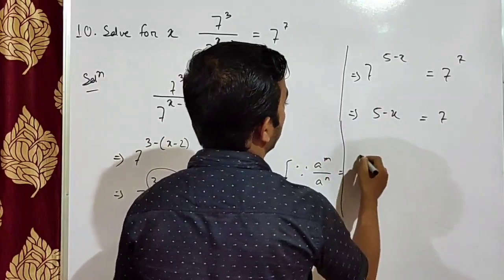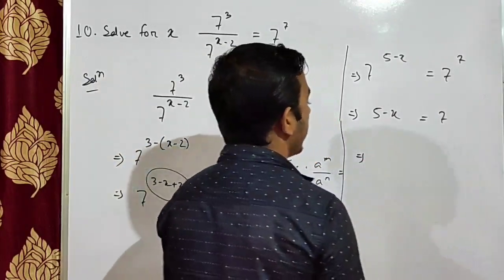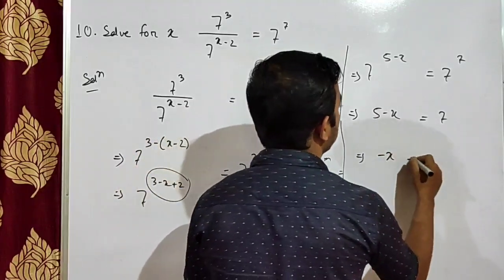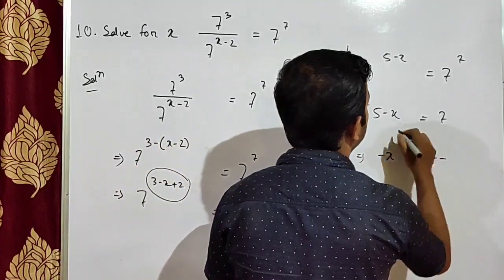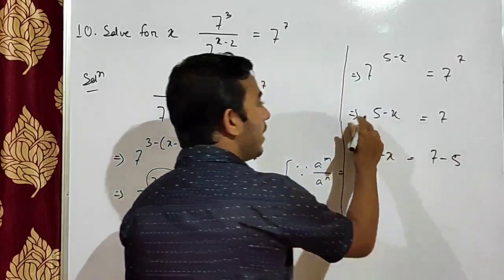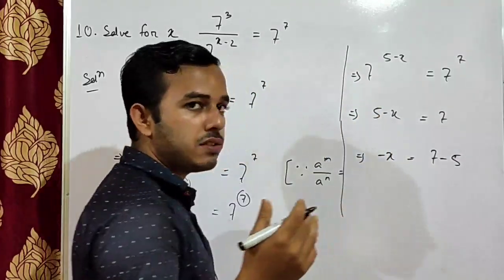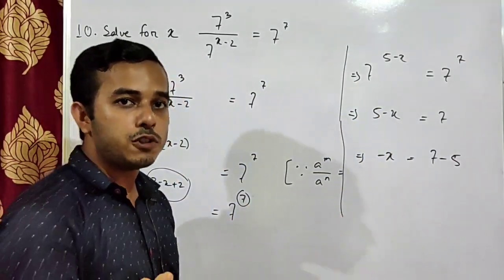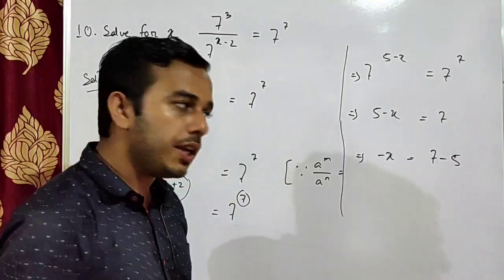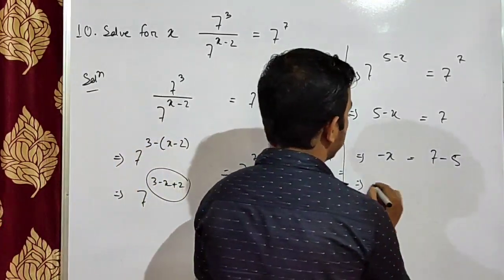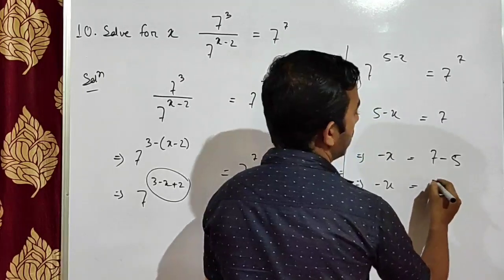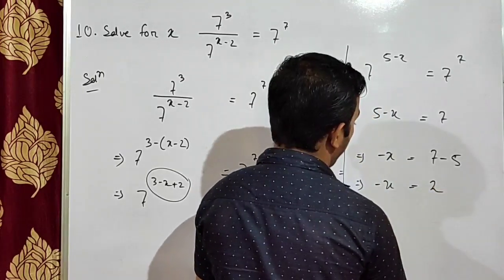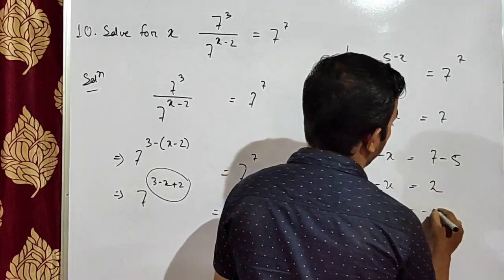Okay, so we have to find the value of x, isn't it? So we'll take minus x, then 7 minus 5. Here it is plus, right? Plus 5 is plus, isn't it? Sign of 5 is positive, so when you change the side it will be negative. So now minus x equals what? 2. Now value of x will be what? x will be minus 2.